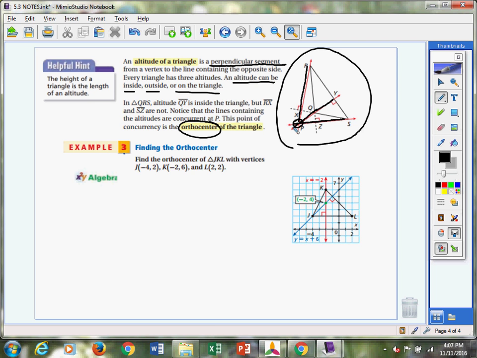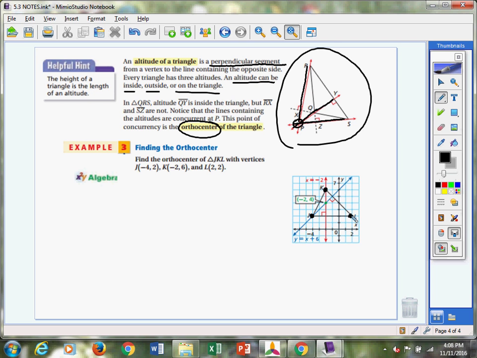So let's look at example 3 and see if we can find the orthocenter of triangle JKL with vertices J, which is located at -4, 2, K, which is at -2, 6, and then L, which is at 2, 2. So here's our triangle, and those are the vertices. The first thing you have to do when you're given this information is go ahead and graph it, get a visual so you can really see it.